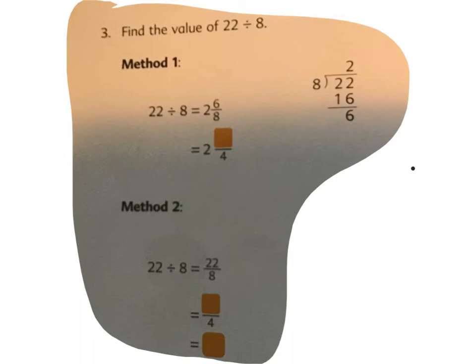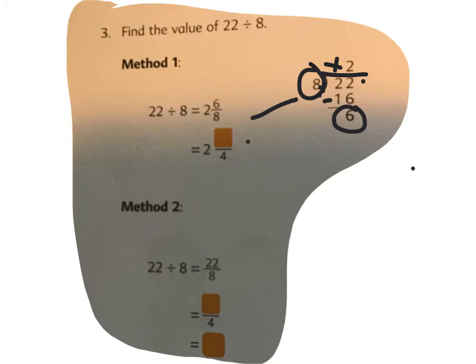Now let's look at number 3. Find the value of 22 divided by 8. So we could do it just like we did before. 22 divided by 8. How many times does 8 go into 22 without going over? 2. So 2 times 8 equals 16. You subtract that, and we have 6 pieces left over out of 8.